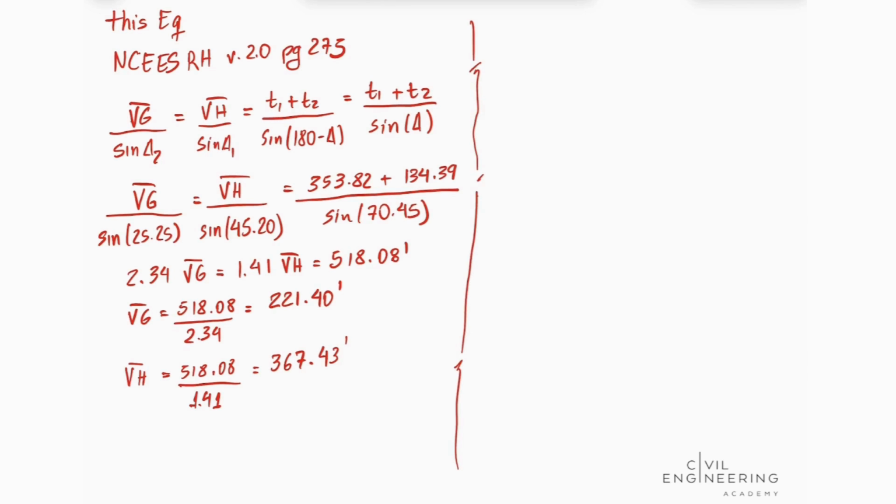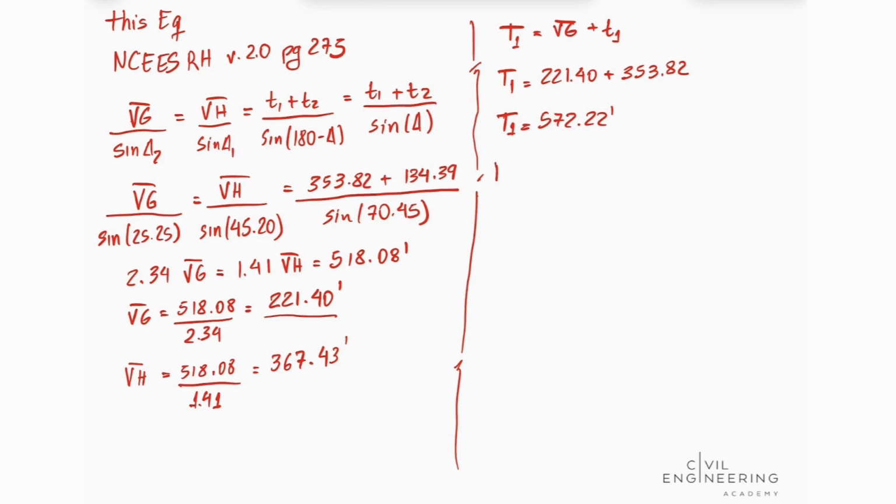It's still on page 275 in our reference handbook. You're going to find the equation for our big tangent for the compound curve. So the big T1 will be the segment VG plus the little T1. Let's plug in these values. Our T1, our big tangent, will be our VG, 221.40, plus our T1, which is 353.82. We're going to find out that our tangent is 572.22.